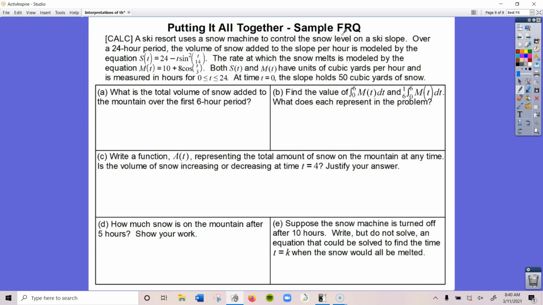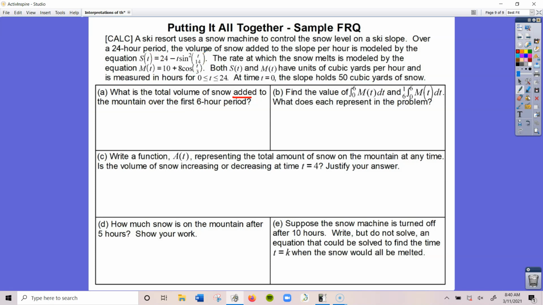Both S of t and m of t have units of cubic yards per hour, and t is measured in hours for t between 0 and 24. At time t equals 0, the slope holds 50 cubic yards of snow. So for part A, what is the total volume of snow added to the mountain over the first 6-hour period?